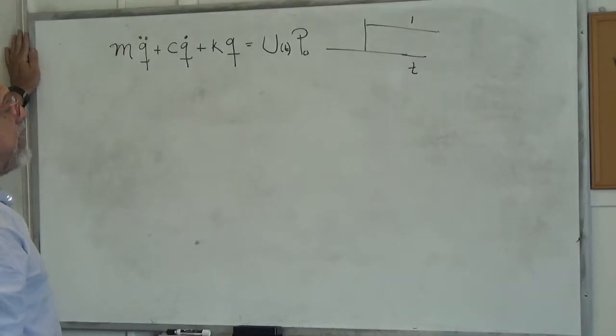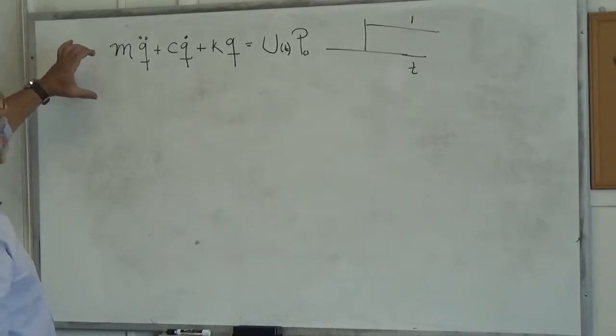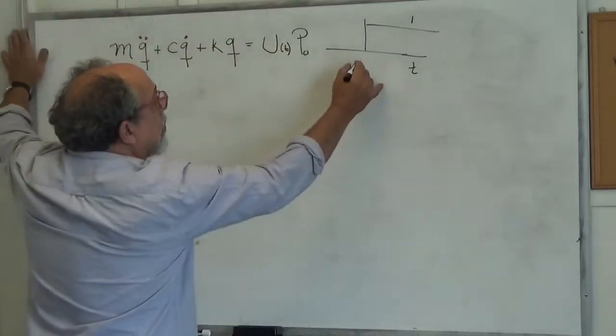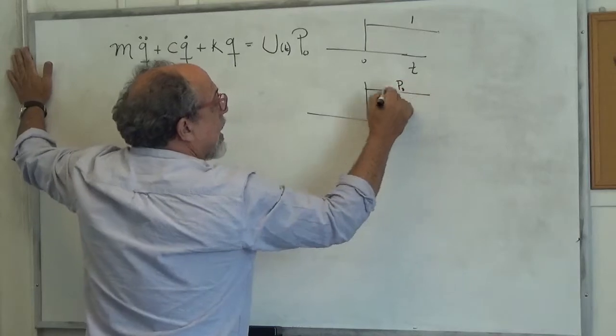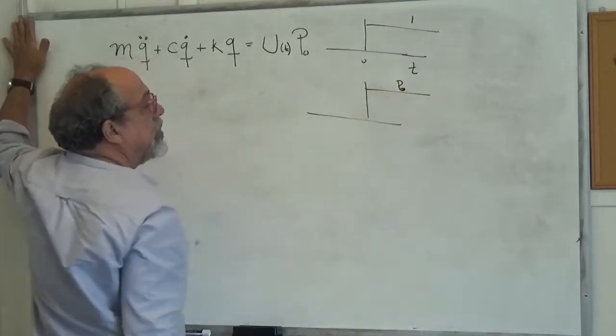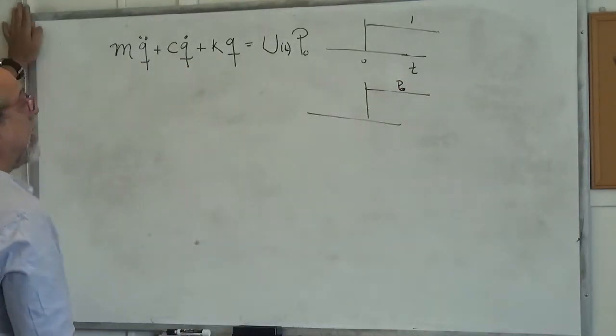So basically we have a system that at time t equal to 0 receives a load equal to P0, and before time equal to 0 there was no load.